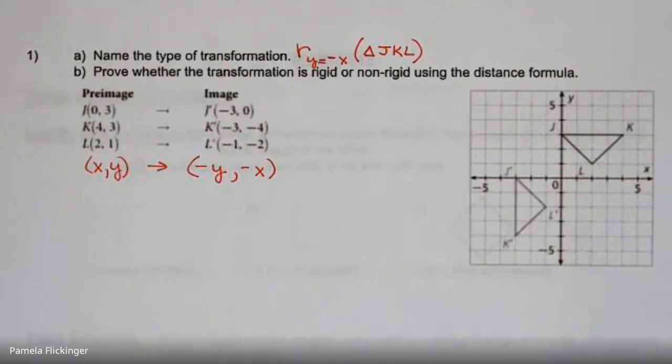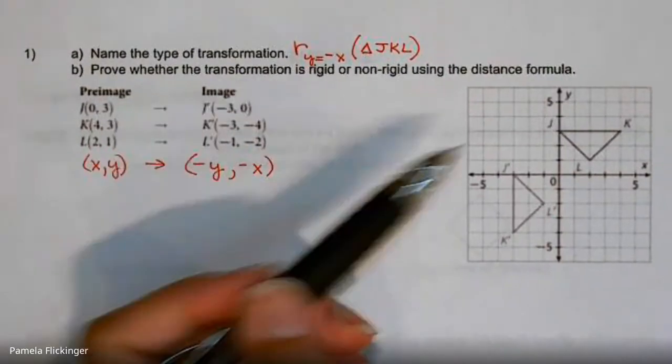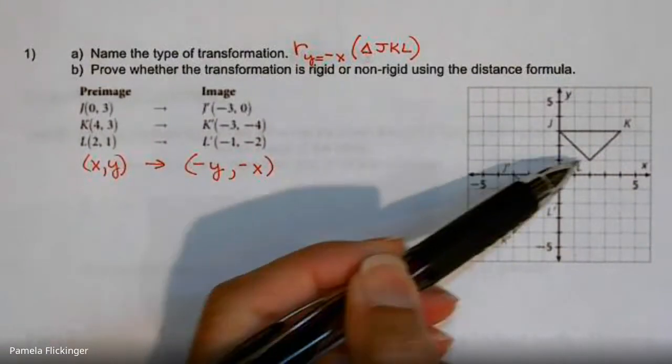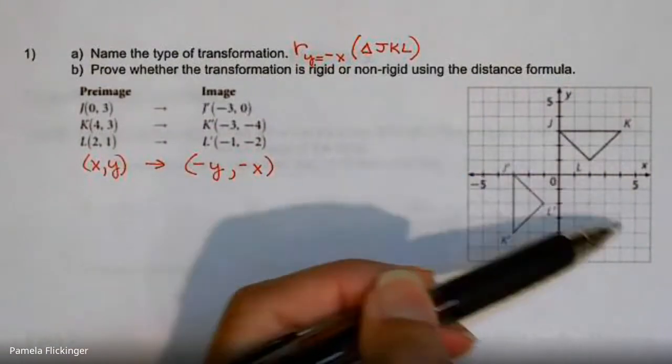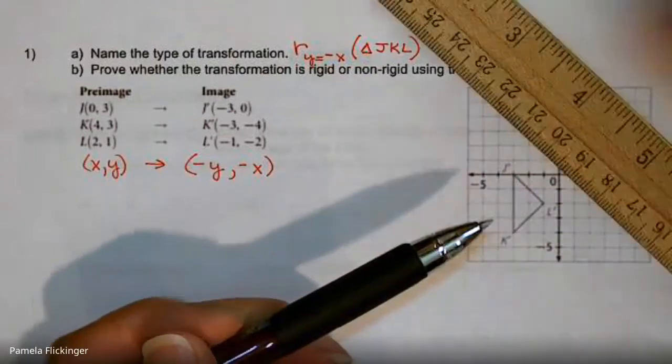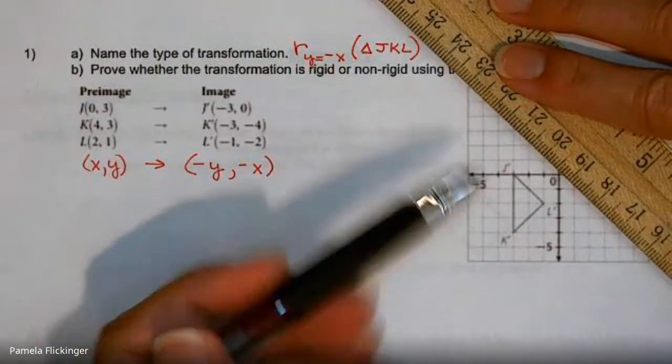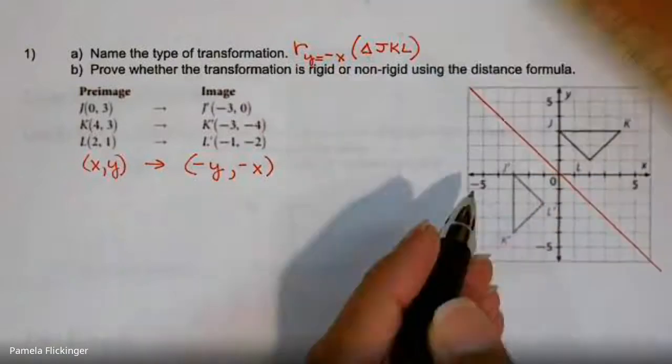You can also look at the picture, since there's one given for this problem. And hopefully, you can tell that J moves to J prime and L to L prime and K to K prime, that it is reflecting over this diagonal with the negative slope. We can draw it in, okay?